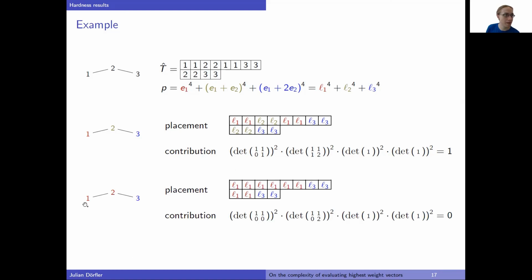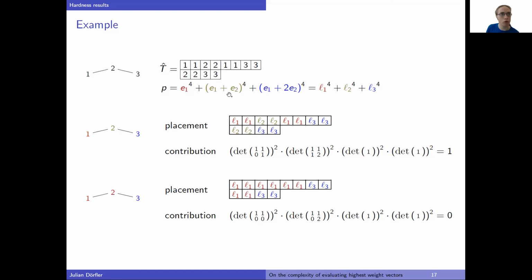But if 2 neighboring ones get assigned the same color, then those correspond to a proper placement where the same linear form is placed in the same column twice, so the determinant is 0. This is a special case here where it's exactly 1. Some of those determinants could also be 2 or even higher, as you can see here.